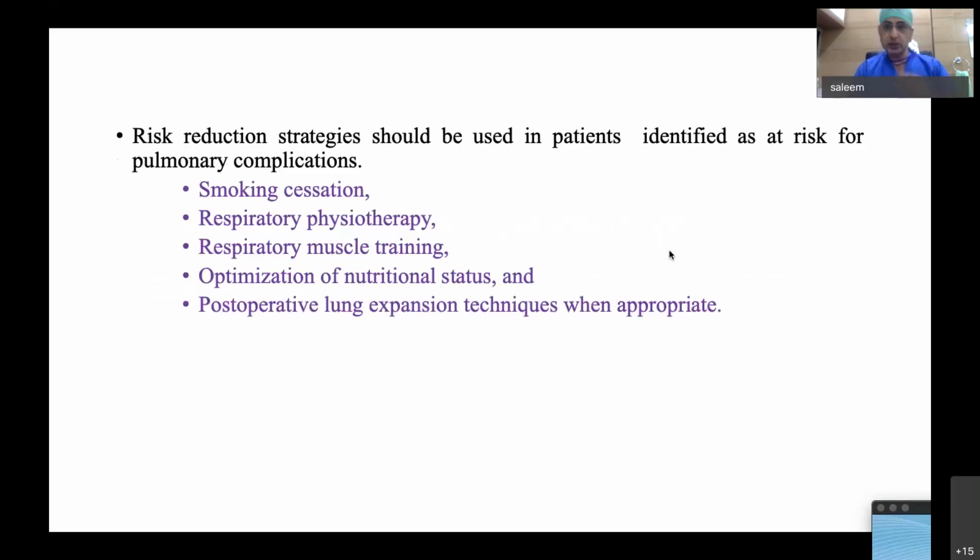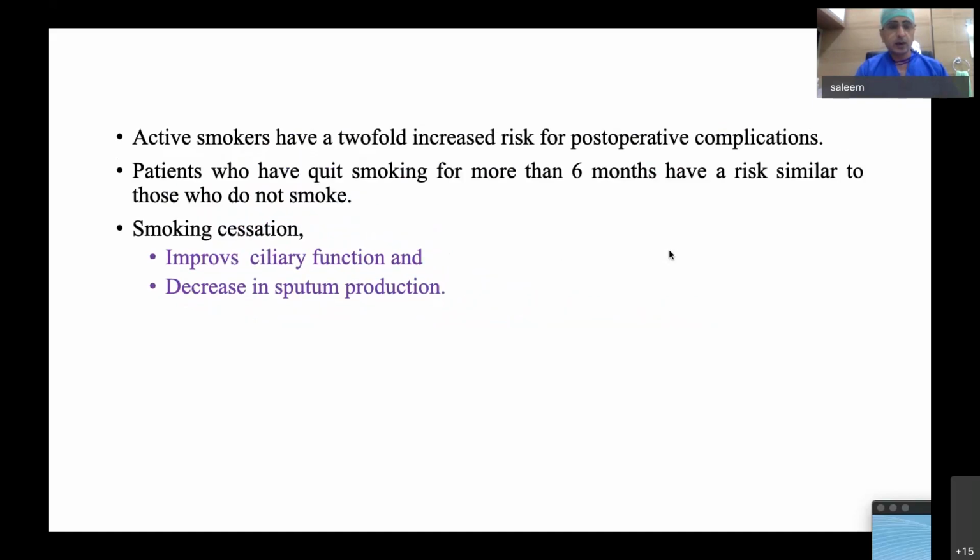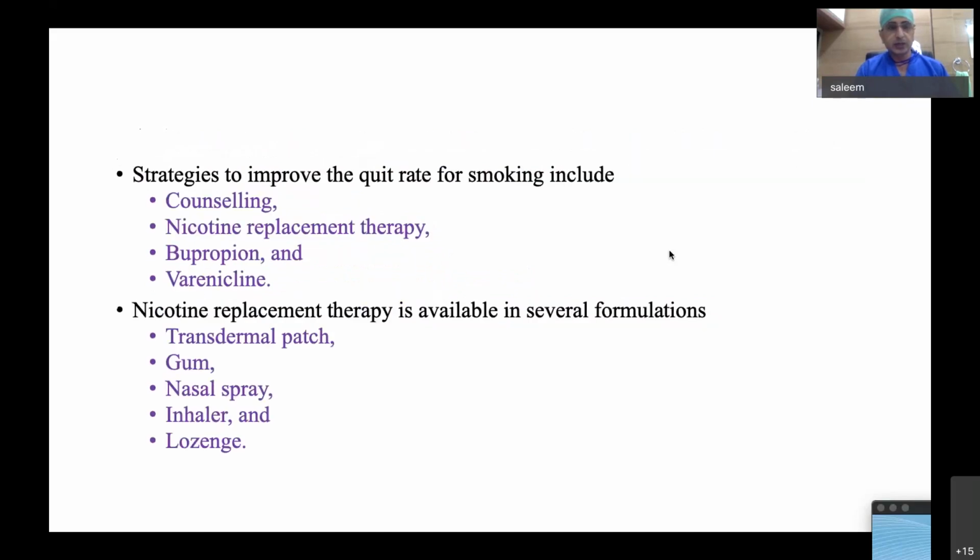Risk reduction strategies should be used in patients identified as at risk for pulmonary complications, which include smoking cessation, respiratory physiotherapy, respiratory muscle training, optimization of the nutritional status, and post-operative lung expansion techniques when appropriate. Active smokers have a twofold increased risk for post-operative complications. Patients who have quit smoking for more than 6 months have a risk similar to those who do not smoke. Smoking cessation improves ciliary function and decreases sputum production.